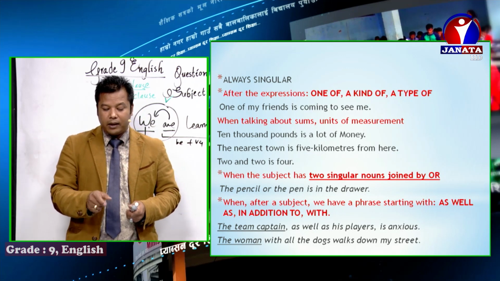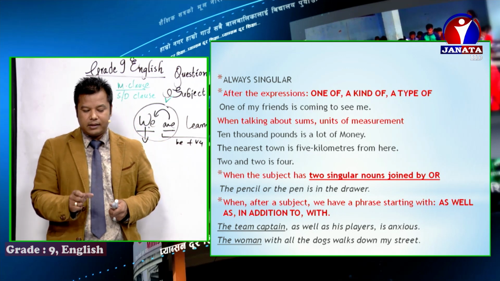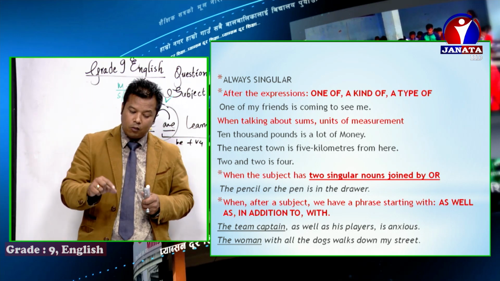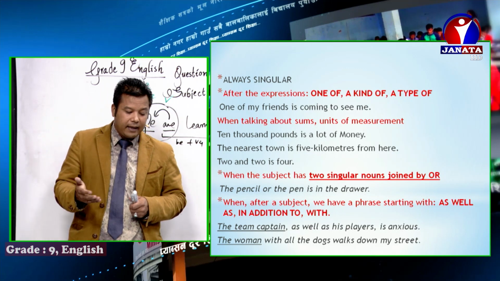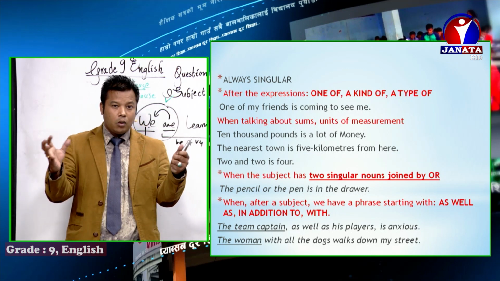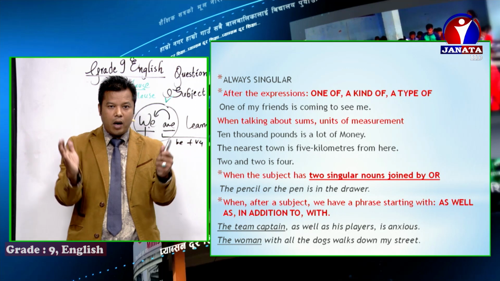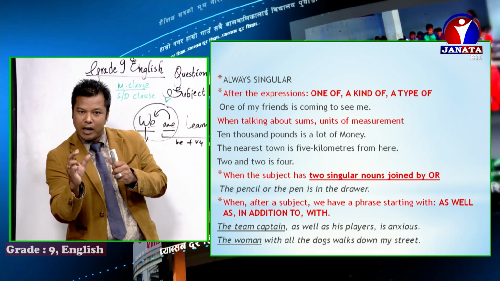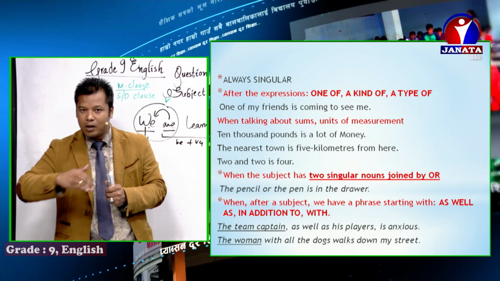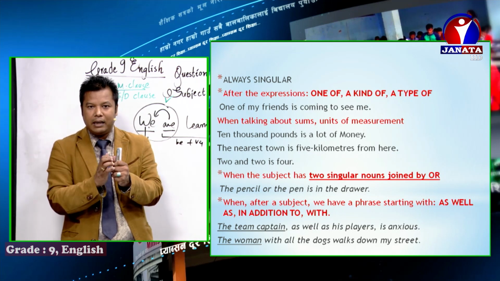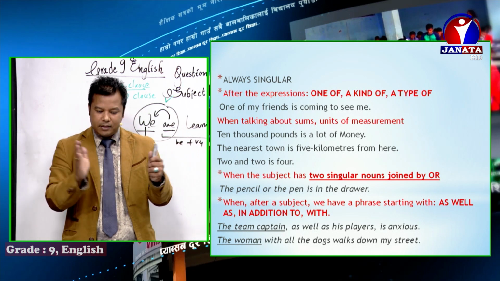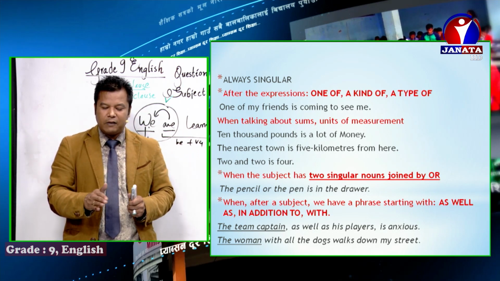When talking about sums, you need some measurement. This can be a little confusing, but you would know with this example. See, how do I understand the subject? When I say £10,000, it's the whole lot of money put in one lump sum amount. It's just one. So £10,000, £1,000,000, £2 billion, whatever you say, though it appears like plural, the concept is singular. The nearest town is 5 kilometers.